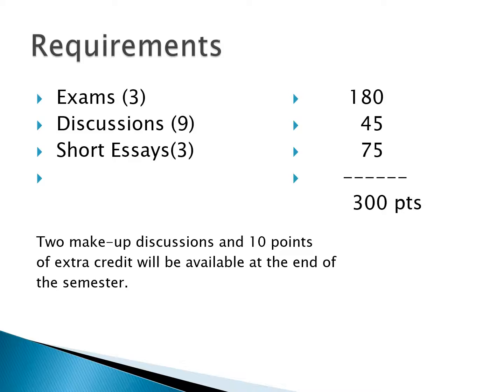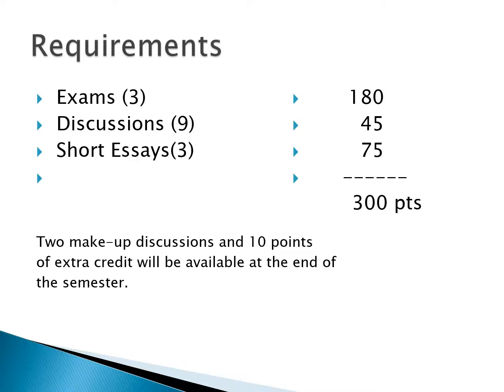Letter grades at the end of the semester are based on these points. If you have 90% of the points, or 270 up to 300, that would be an A. A letter grade of B would be points between 240, which is 80% of 300, and 269, just before the A level. I think you get the idea, but that is available on the syllabus if you want to take a look at that.